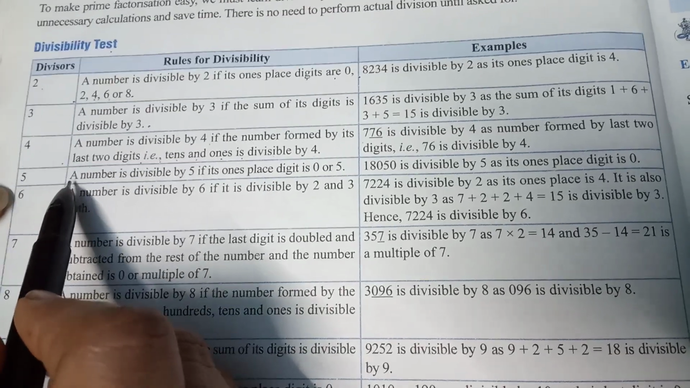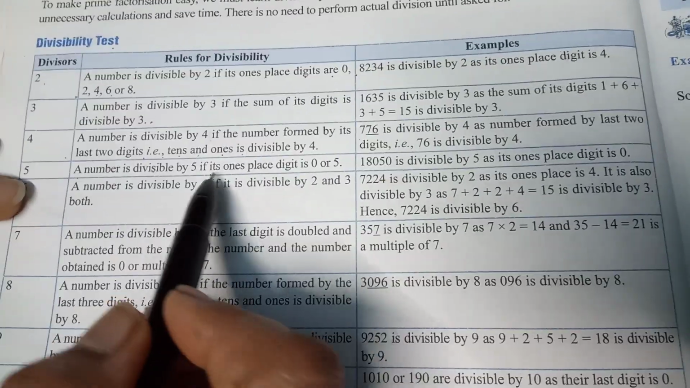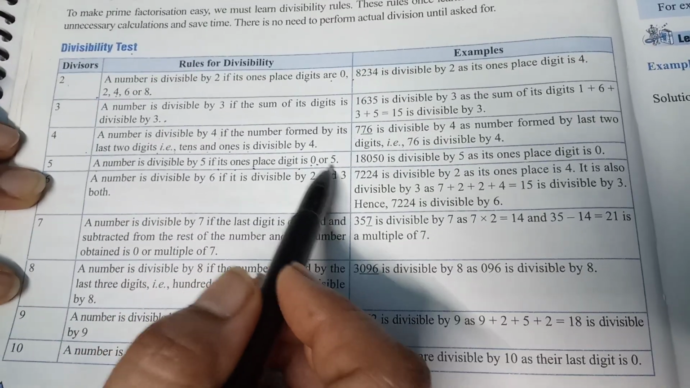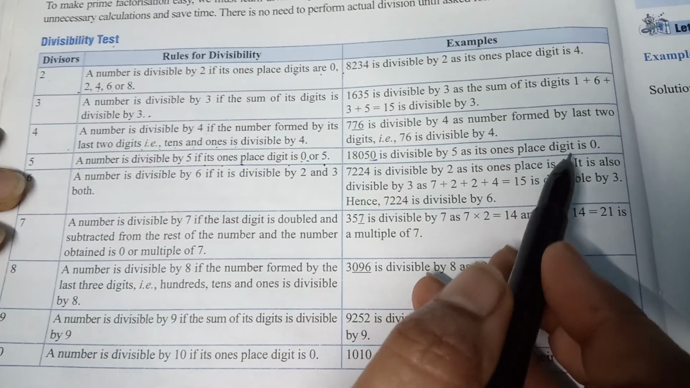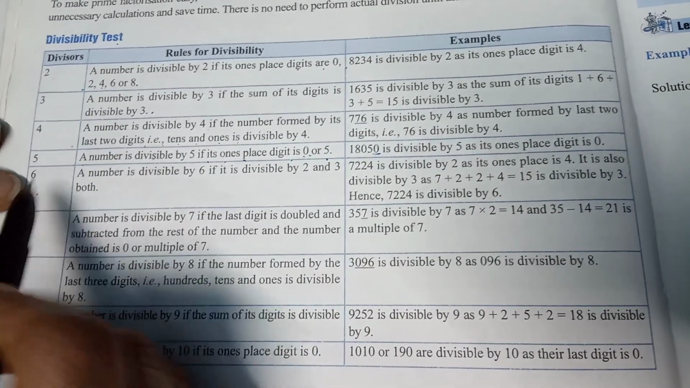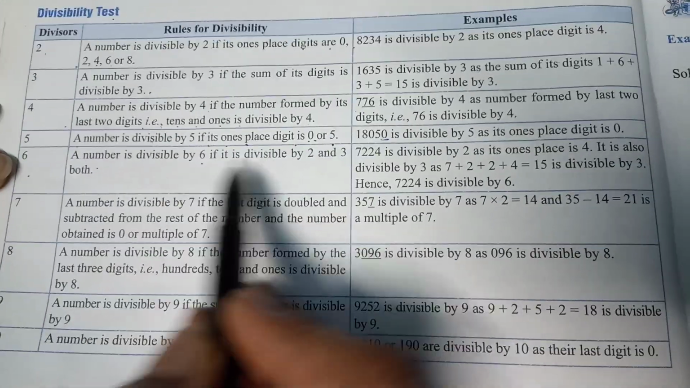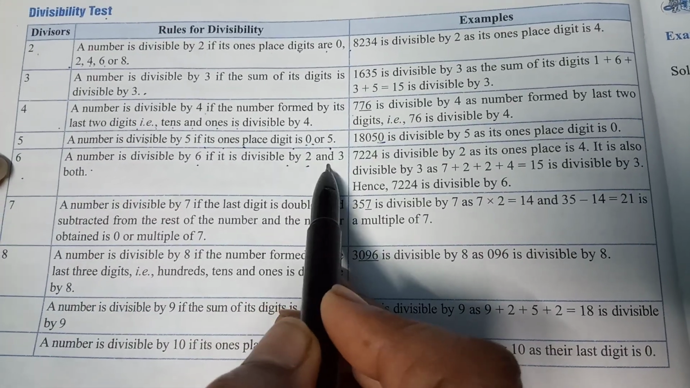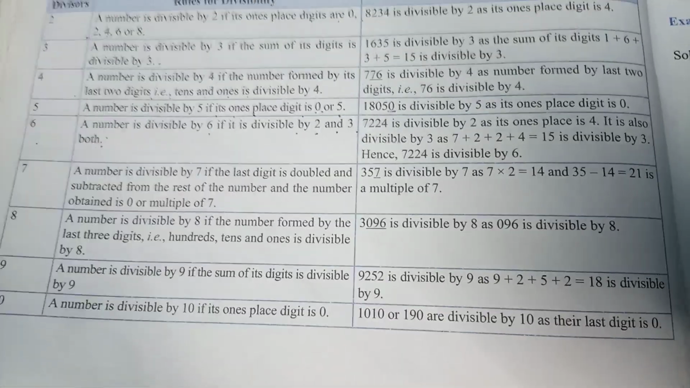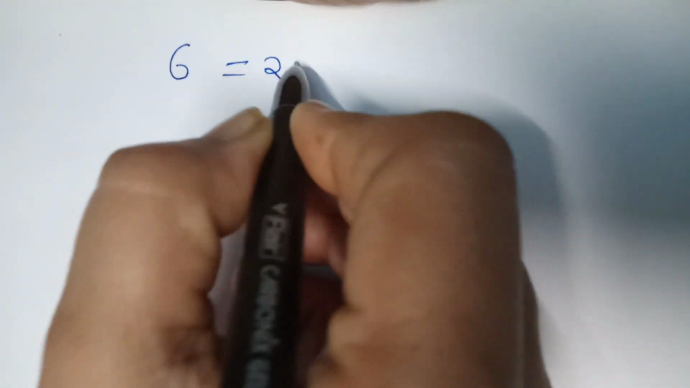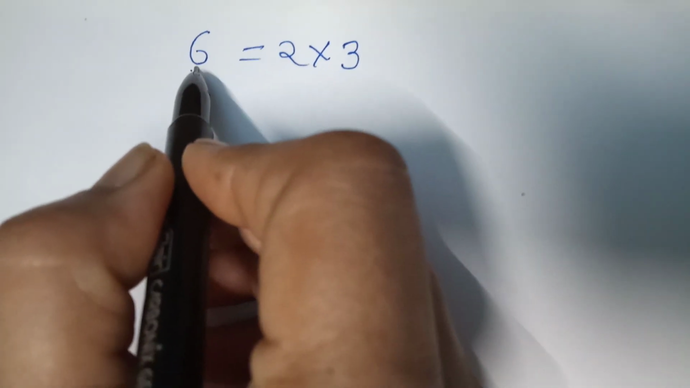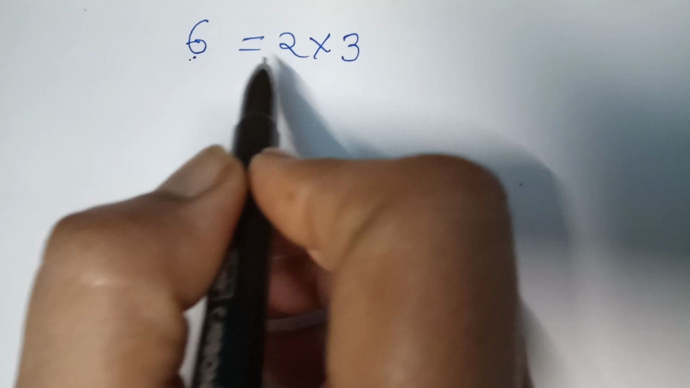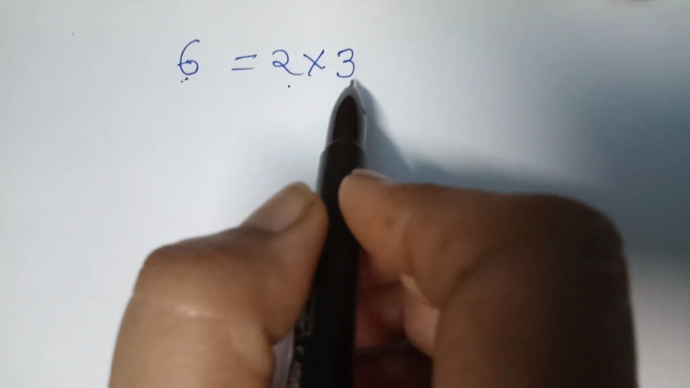Now divisibility by 5. A number is divisible by 5 if its ones place digit is 0 or 5. If the last digit is 0 or 5, it is always divisible by 5. And now for 6, a number is divisible by 6 if it is divisible by both 2 and 3, because 6 can be written as 2 into 3. So if we want a number to be divisible by 6, the number should be divisible by 2 as well as 3.